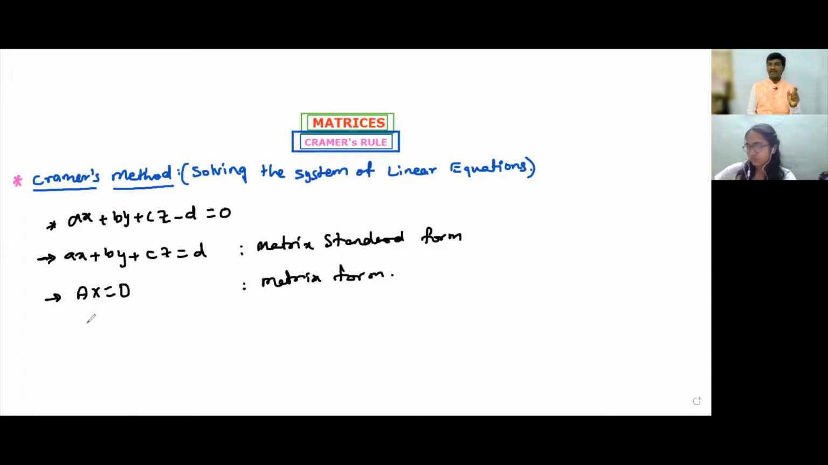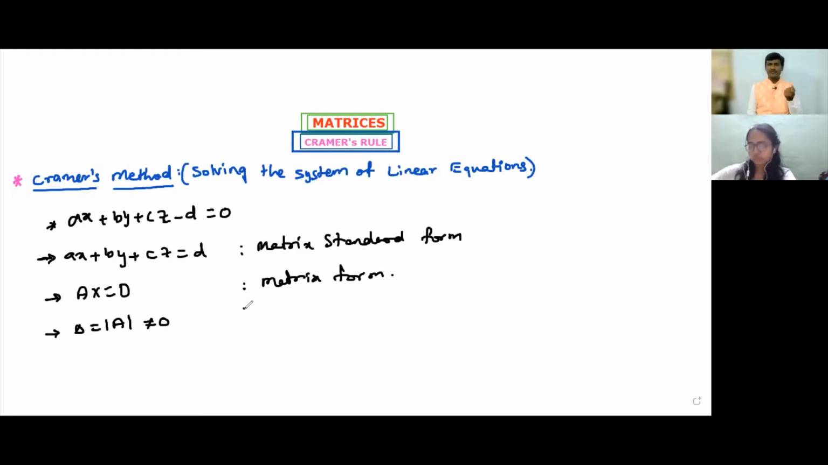After writing in the matrix form, A is the coefficient matrix, X is the variable matrix, and D is the constant matrix. We write a, b, c, all these coefficients in the A matrix, X, Y, Z is the X matrix, and D is all the constants. After finding this, we find delta. Delta is nothing but the determinant of A.